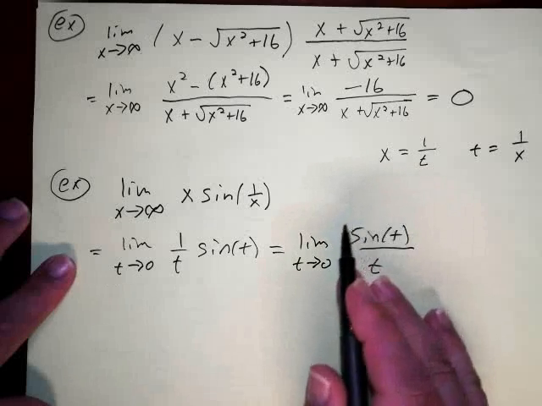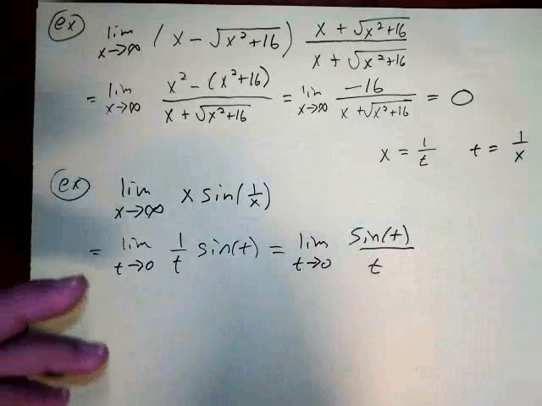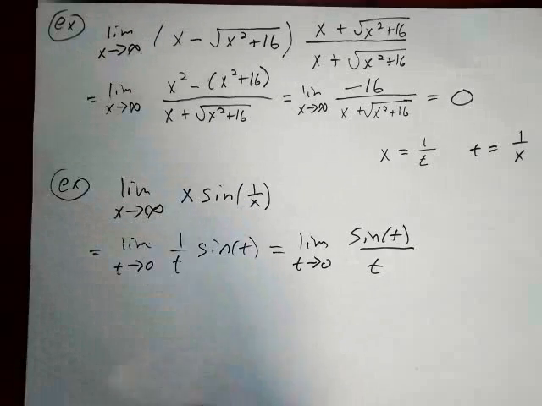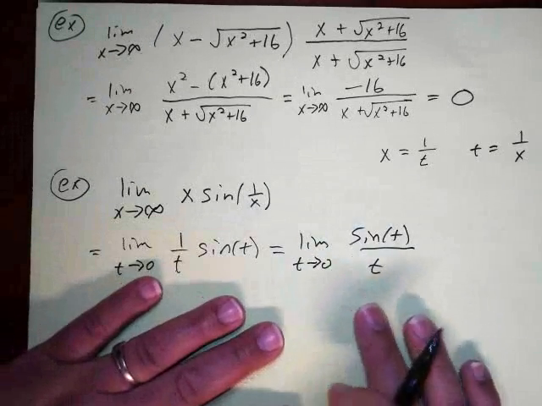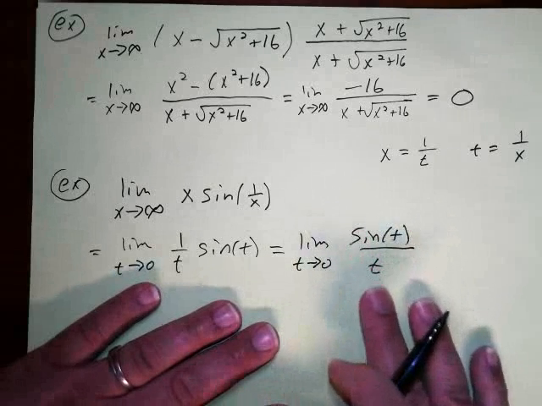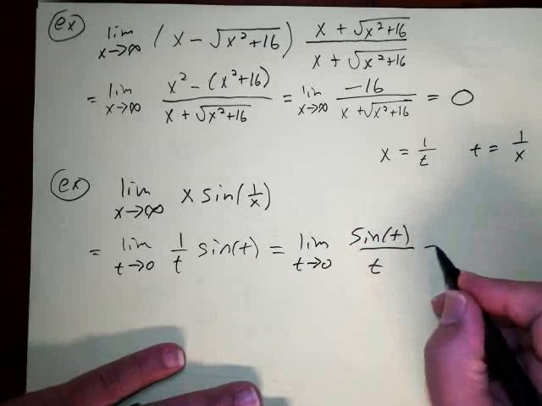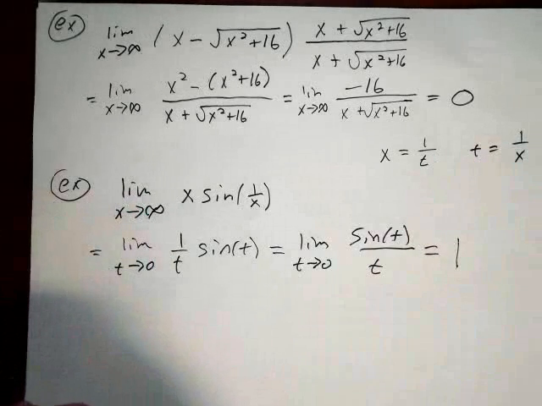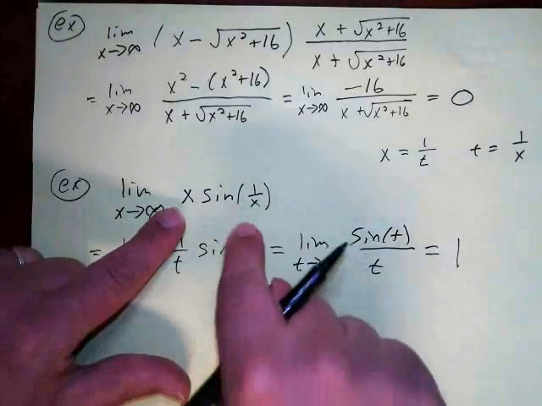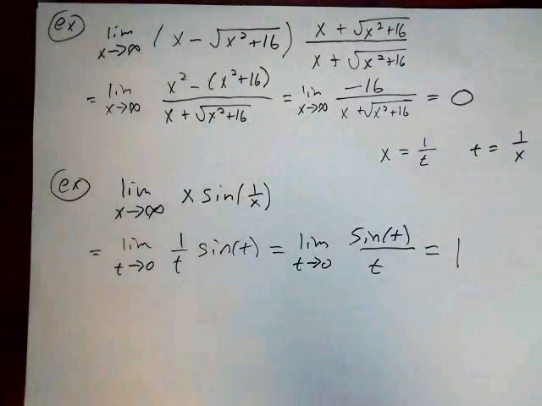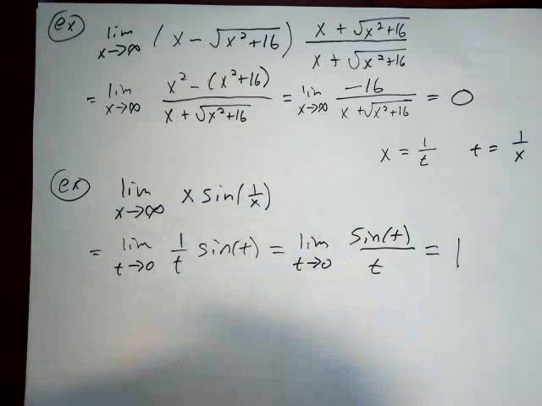And this was the limit that we showed when we did the squeeze theorem and proved that really important limit. If you remember, as t goes to 0, the sine of t over t actually goes to 1. And so this limit goes to 1 as well. Okay? Same behavior. So this goes to infinity, that goes to 0, but they do it at the same rate, and the product goes to 1.